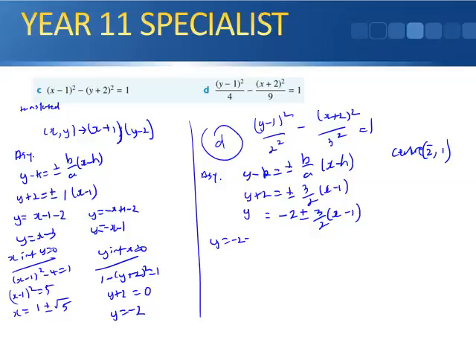I get y equals negative 2 minus 3 on 2, x plus 3 on 2, which makes it y equals negative a half minus 3 on 2, x. And I get y equals negative 2 plus 3 on 2, x minus 1. So I get y equals negative 3 plus 3 on 2, x. So there's my asymptotes there.